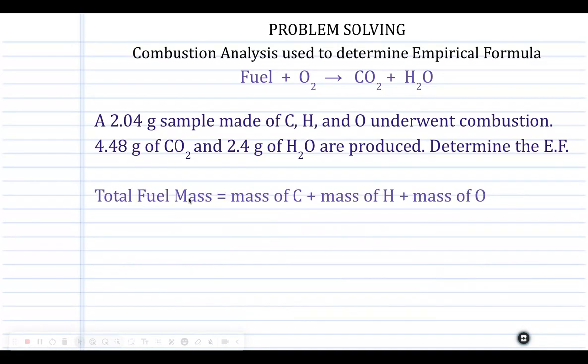So if I'm looking to figure out my total fuel mass, I know that it's made up of C, H, and O. I know the mass of C now. I know the mass of H. I just have to do some quick math and figure out the mass of oxygen. They told me it's 2.04. I calculated these out. I just need to figure out how much oxygen was in there.